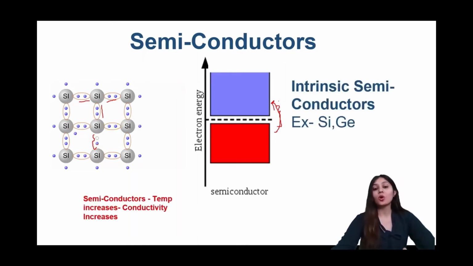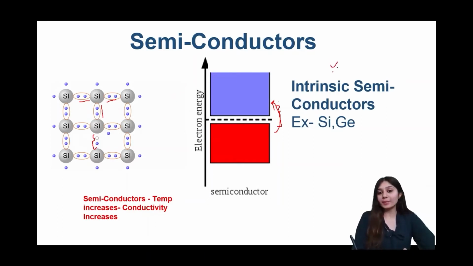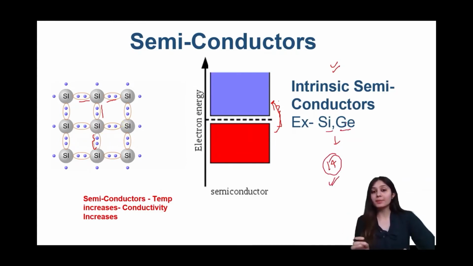This is called an intrinsic semiconductor, belonging to group 14 of the periodic table, which is silicon and germanium, okay. They're called intrinsic because they're internally semiconductors. We just have to supply some amount of energy, or increase the temperature, okay. This is what is written here.